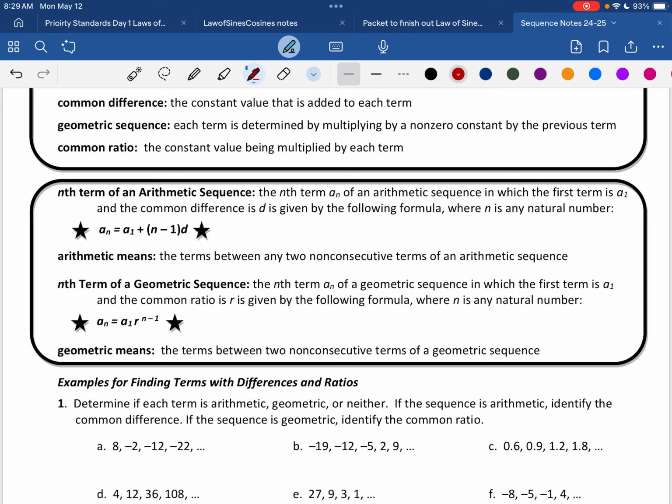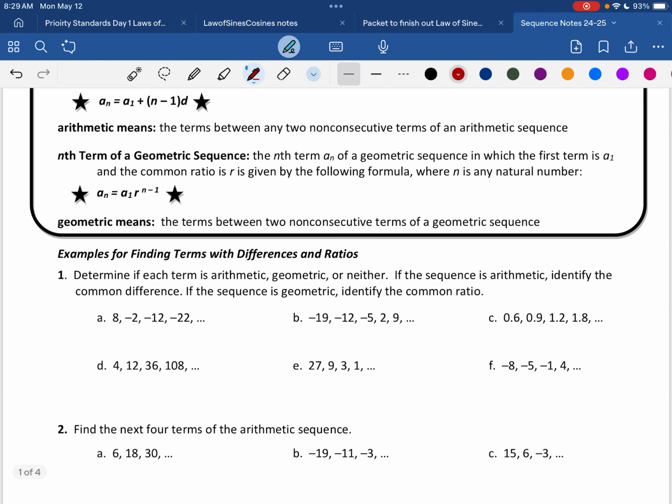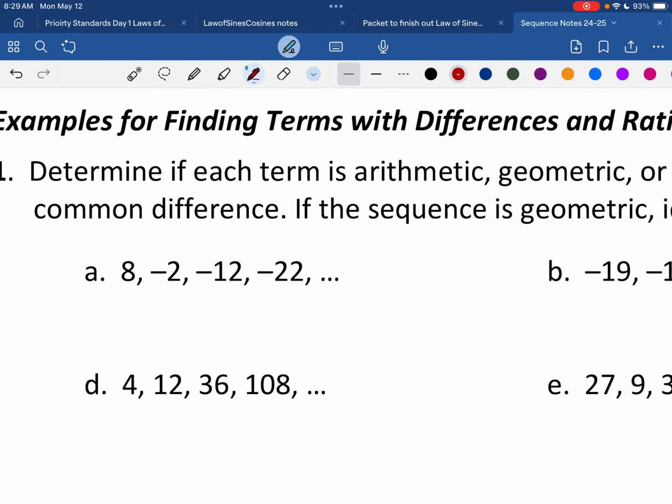So, for example, finding the terms with difference and ratios to figure out if a sequence is arithmetic, geometric, or neither, the numbers that are provided to you need to have the same system of change between them. So, common ratio or a common difference. Difference can be adding or subtracting. When you're looking at these numbers, you're trying to figure out what happens to get the next number.